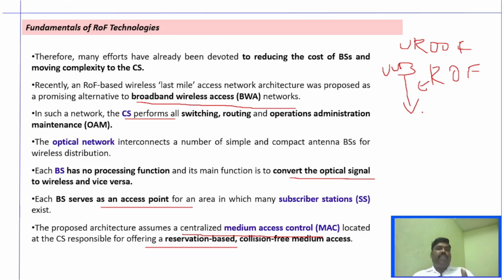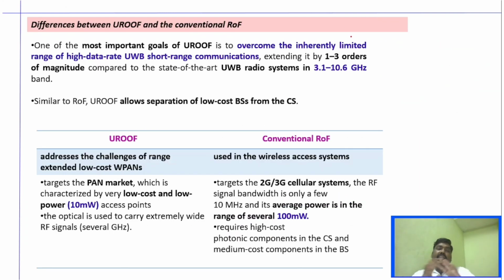It is a very powerful short range communication technology, but the range is less than 10 meters. So we can extend this particular range, and we can achieve all the benefits of UWB technology by using this UROF concept, which works on the basics of RoF. And you have to understand the difference between UROF and conventional RoF technology. As I said, the main goal of UROF is to extend the short range communication by 1 to 3 orders of magnitude.